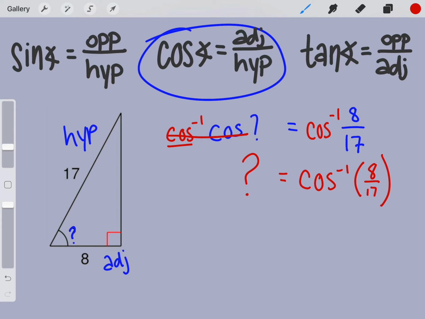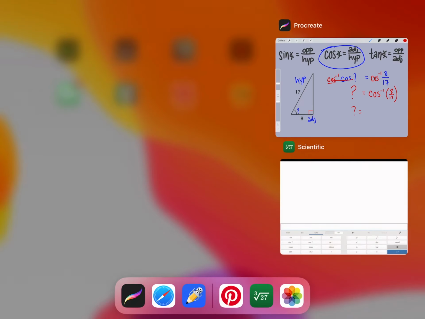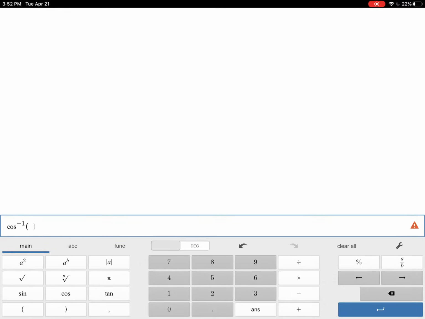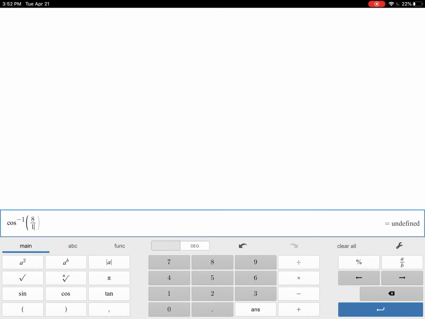8/17. So what we're going to do now is we're going to jump over to Desmos and do that calculation. We're going to figure out what is the inverse cosine of 8/17. So we'll jump over to Desmos. We go from that main tab to that function tab. We type the inverse cosine. Then we have to go back to the main tab to type in 8/17, which is just 8 divided by 17. And then we got our answer right there.